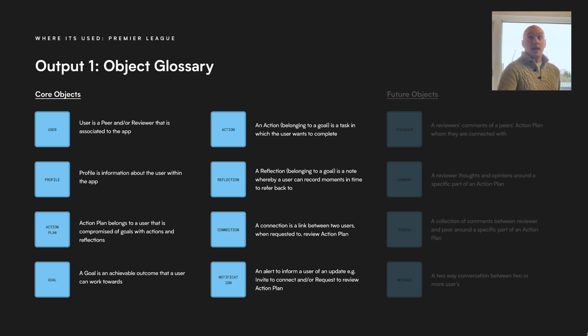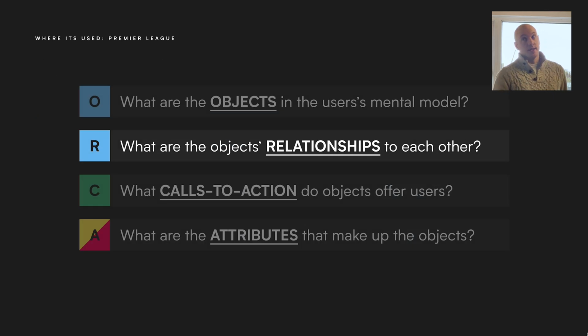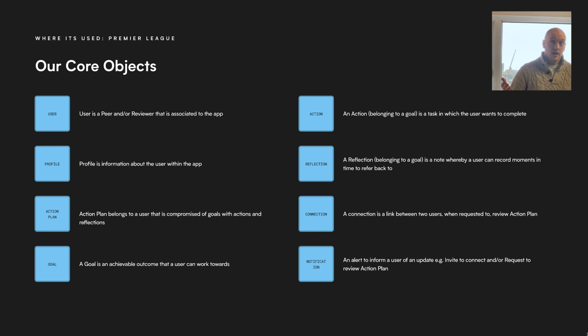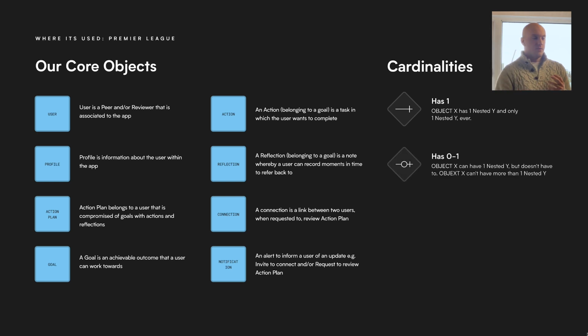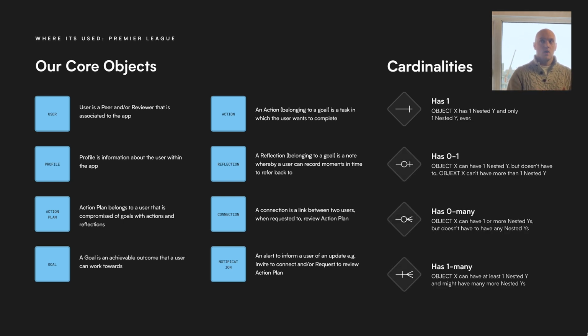So next up is what are the objects' relationships to each other. So we take our core objects only that we want to focus on, and we use cardinalities, again, something that's going to be familiar to the engineering team. And using this way of thinking about it, we can start to work out with an object, does it have one thing that it relates to? Can it have up to one thing? Can it have 0 to many or 1 to many?